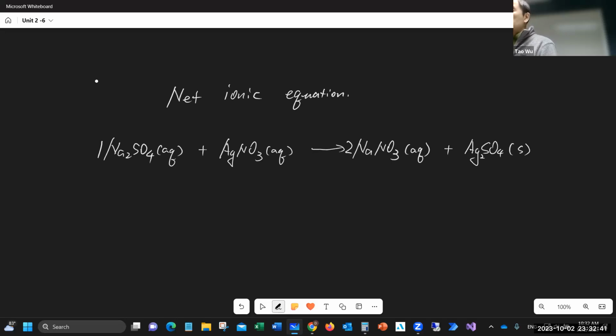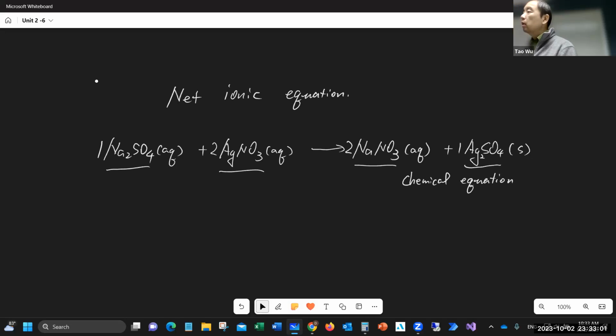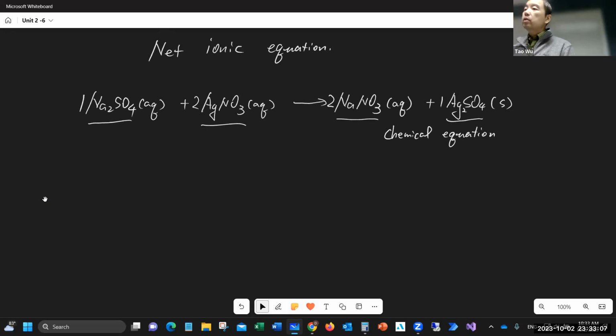1, 2, 1, 2. This is the chemical equation, and we generally call it a chemical equation because those are all chemicals. What we write over here are all chemicals or compounds. But the point is, scientists try to figure out what exactly is happening in these reactions. Are all the compounds, the ions, working in this reaction? Actually, it's not. So what do they do?